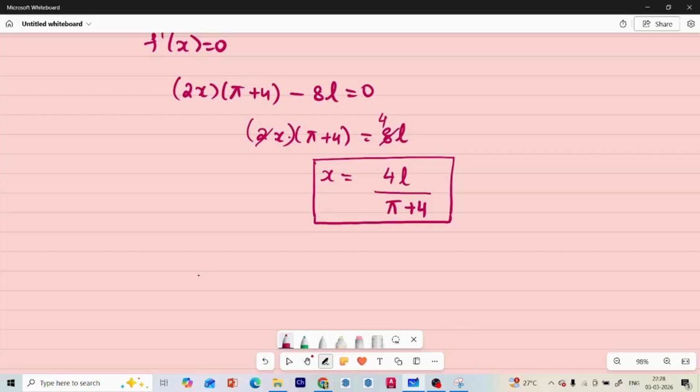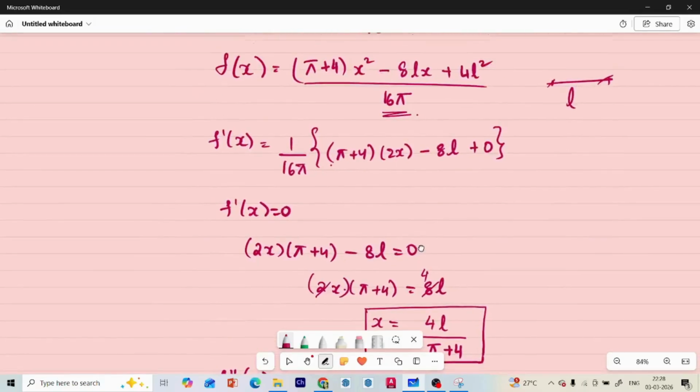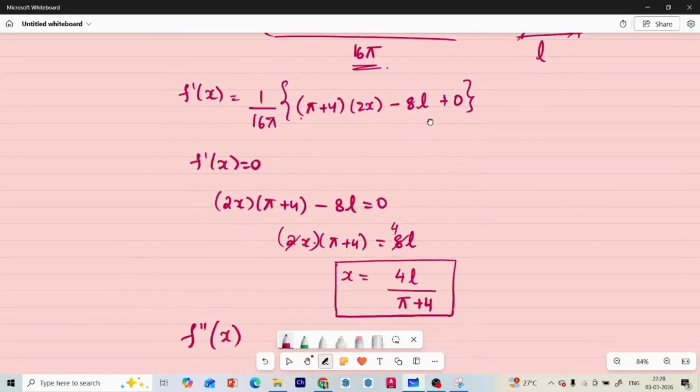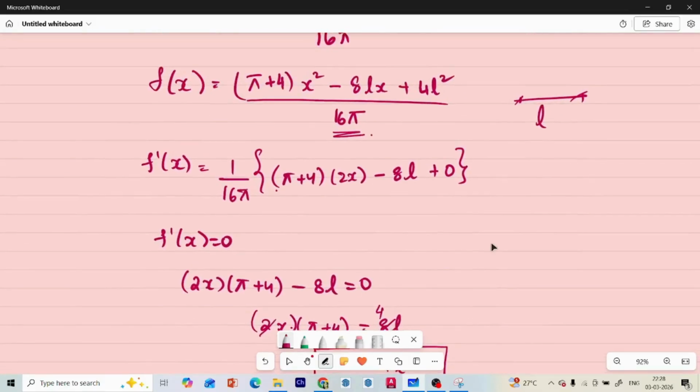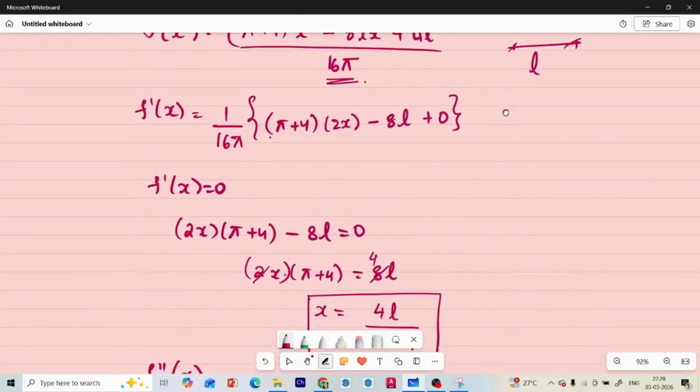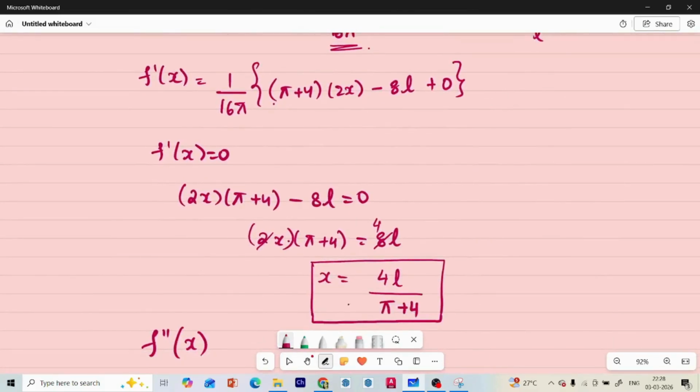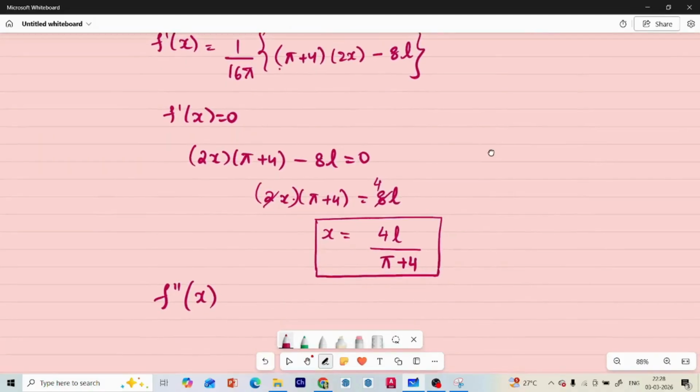Okay, for now at this value we should check the value of f double dash x. Is it greater than 0 or less than 0? How do we do that? Nothing special, let's differentiate f dash x again. Where is our f dash x, which is this bit, right? Our f dash x came up to here. So let's write f double dash x.